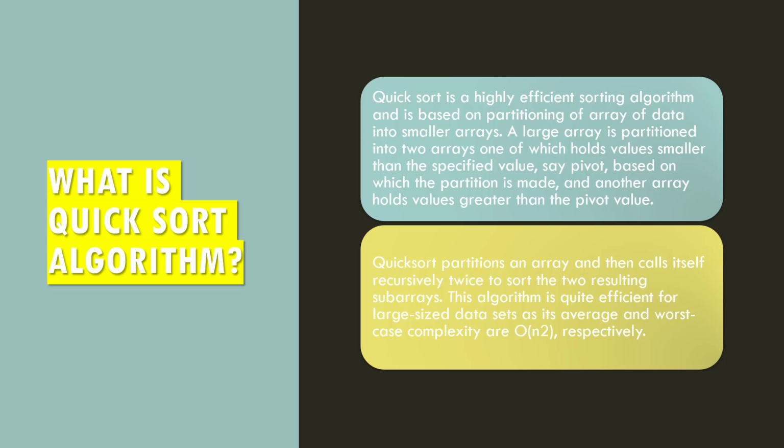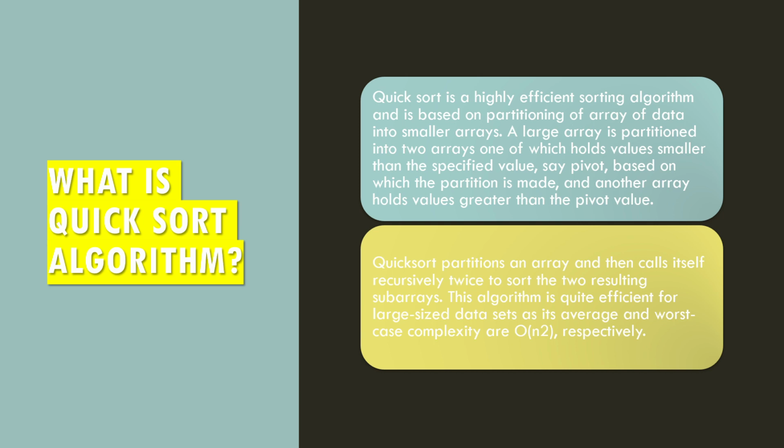So what is a quicksort algorithm? Quicksort is a highly efficient sorting algorithm and is based on partitioning of arrays of data into smaller arrays. A large array is partitioned into two arrays, one of which holds values smaller than the specified value, say pivot, based on which the partition is made, and another array holds values greater than the pivot value. So quicksort is a partition of data that has smaller values and higher values, and also in the middle is the pivot.